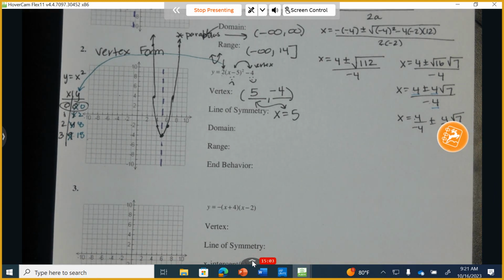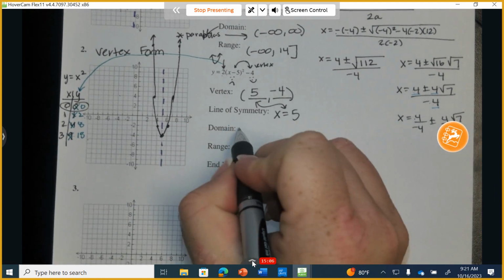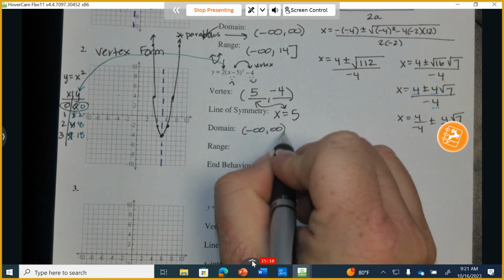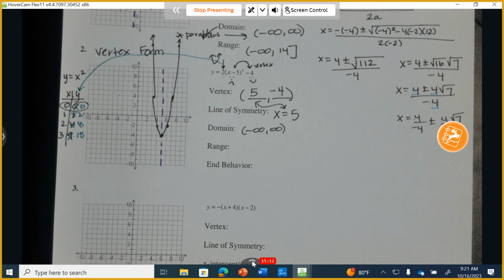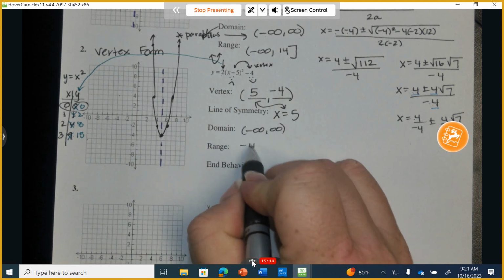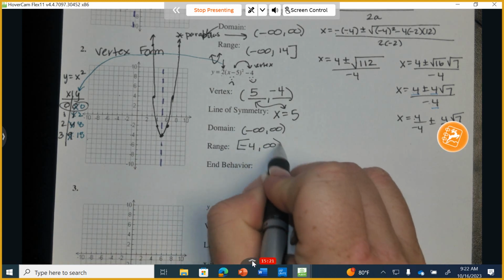Okay, here we go. So let's talk about domain. What is domain for all parabolas with no restrictions? It's going to be negative infinity to positive infinity. As a reminder, we have to put the smaller of the two numbers first. So when I'm talking about the range, it goes as low as -4, and it's included, and there's no limit how high it goes.